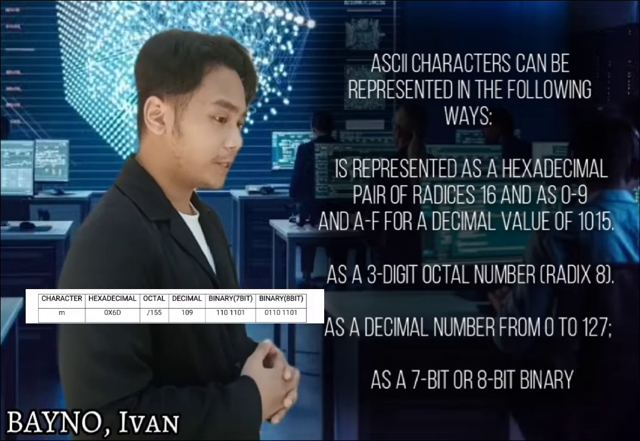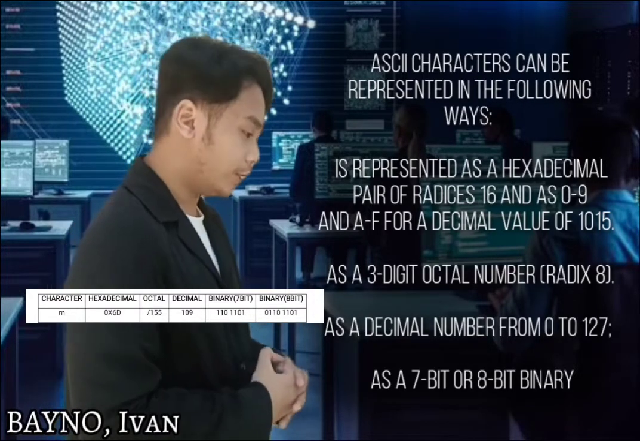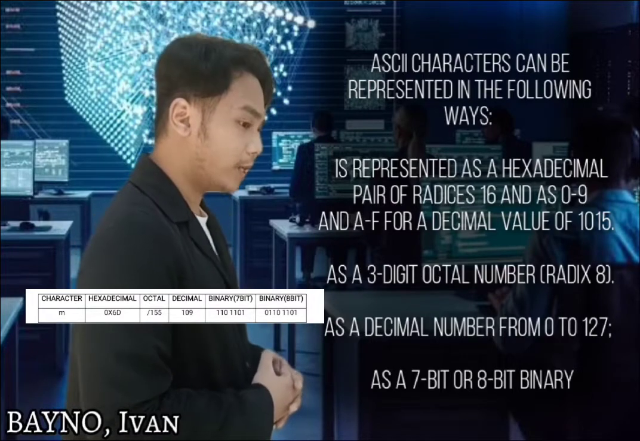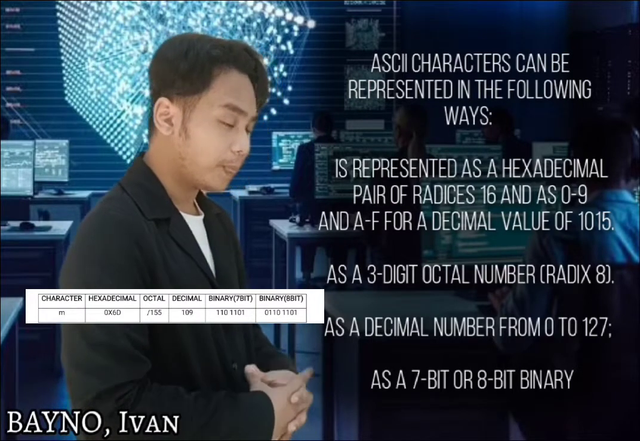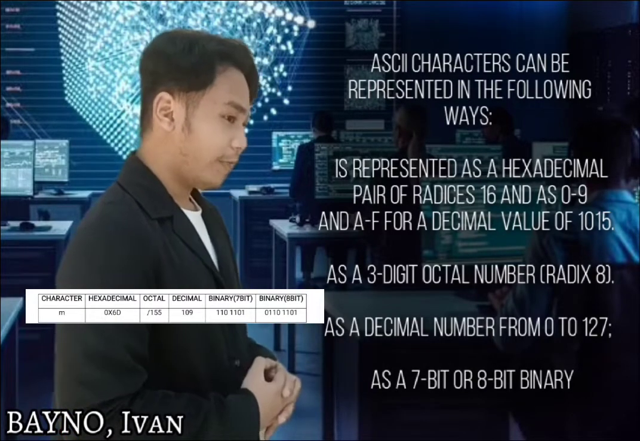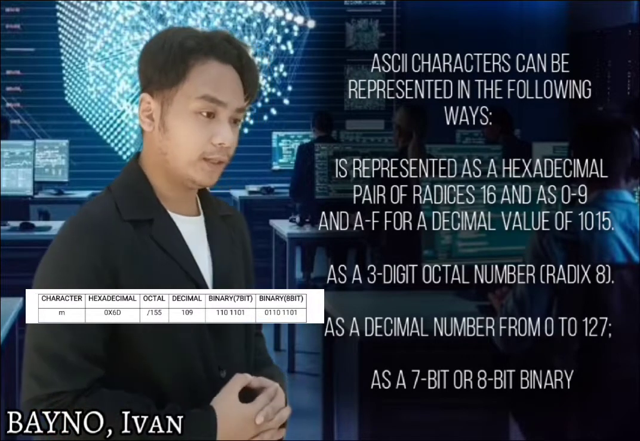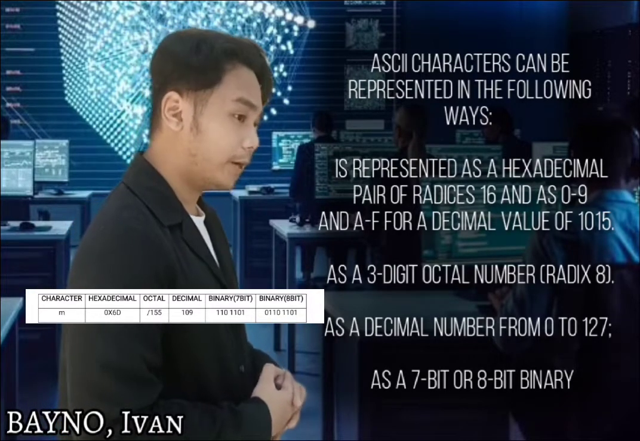First, as a hexadecimal pair of radix 16, 0 to 9 and A to F, for example a decimal value of 105. Second, as a 3-digit octal number, or radix 8. Third, as a decimal number from 0 to 127. And fourth, as a 7-bit or 8-bit binary.